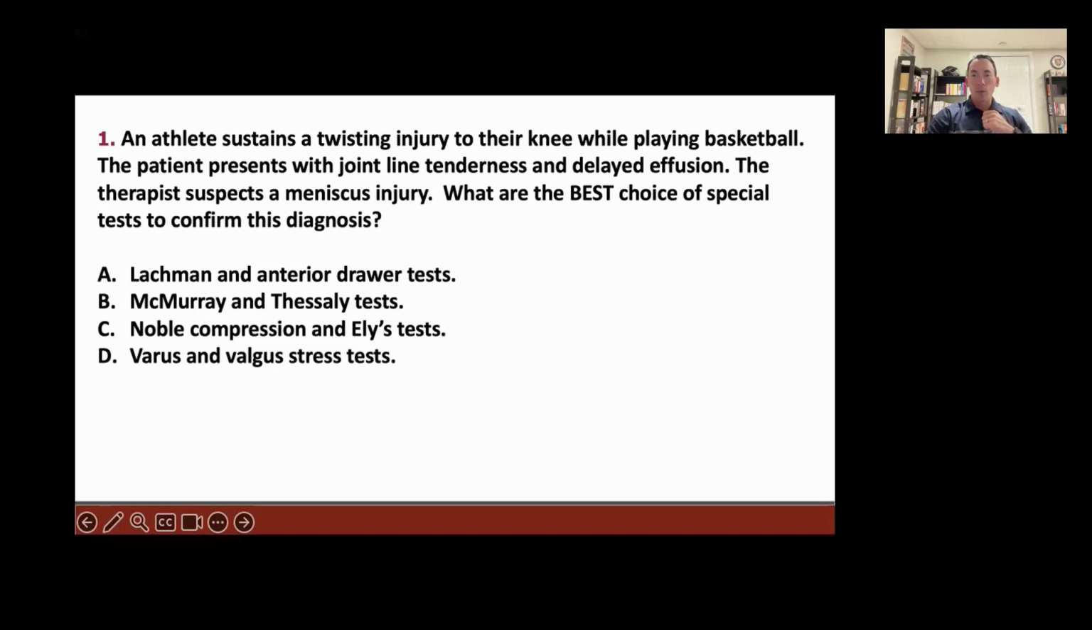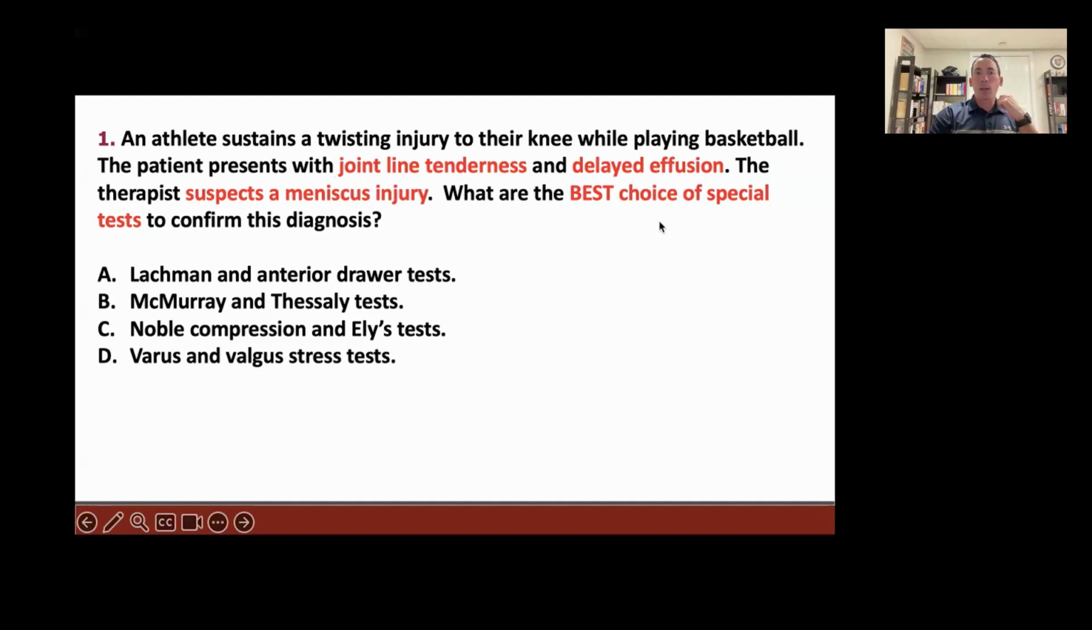All right, so let's go over the results. Everybody chose letter B. Let's see what we got there. The key points of the question are in red. I think the joint line tenderness and the delayed effusion are the two main points, and that would lead us to suspect a meniscus injury.